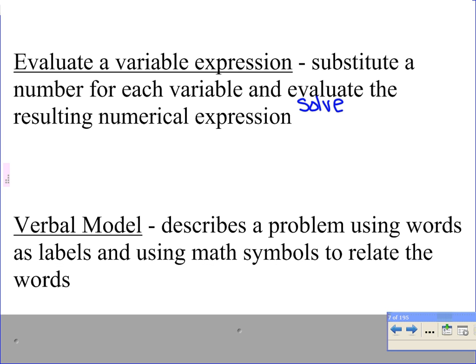Okay, last definition, then we're going to do some problems. Verbal model. So kind of like a word problem, kind of like an expression that just has words. It describes a problem using words as labels, and it uses math symbols to relate the words.